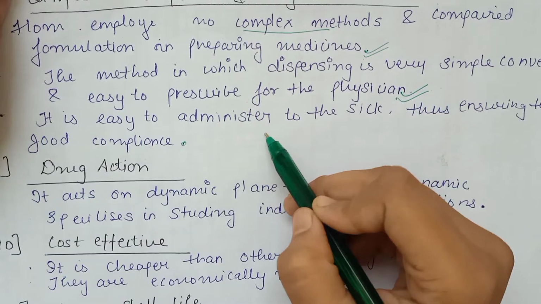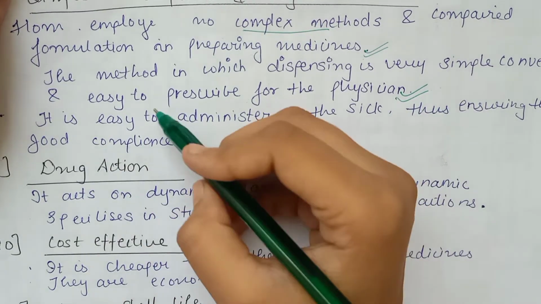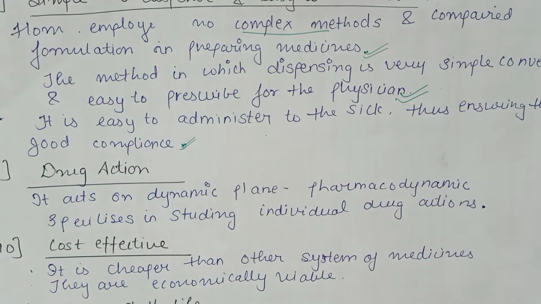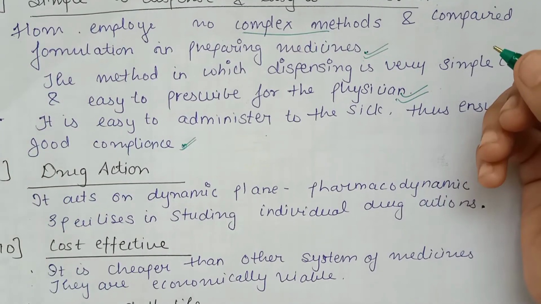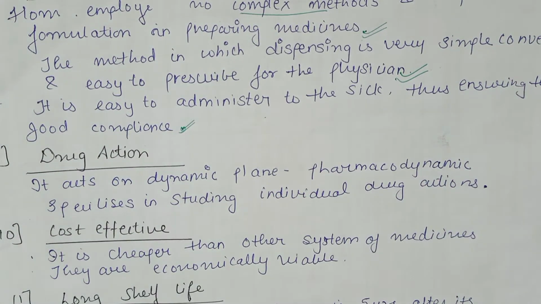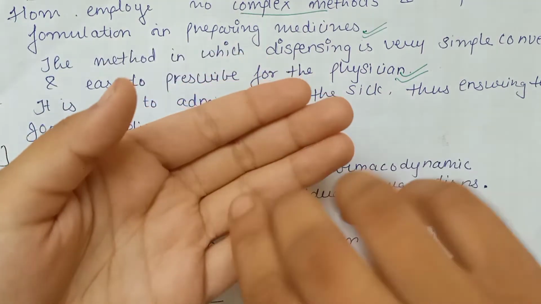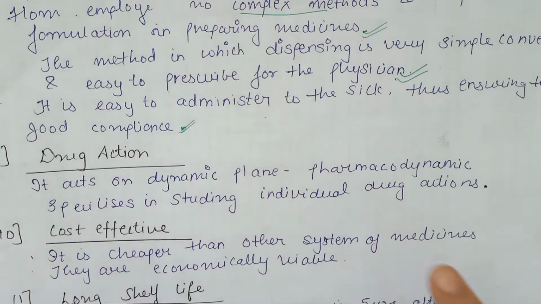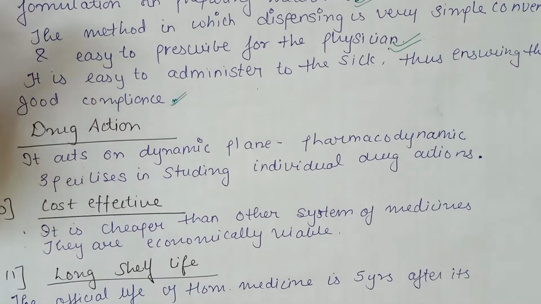It is easy to administer to the sick, thus ensuring good compliance. And to the patient also, it is very easy to administer. ऐसा नहीं है कि there are any complex methods to use the medicine. The patient can take 4 गोलियां and take it. Okay, so it is easy to administer. Okay, now we'll see the drug action.